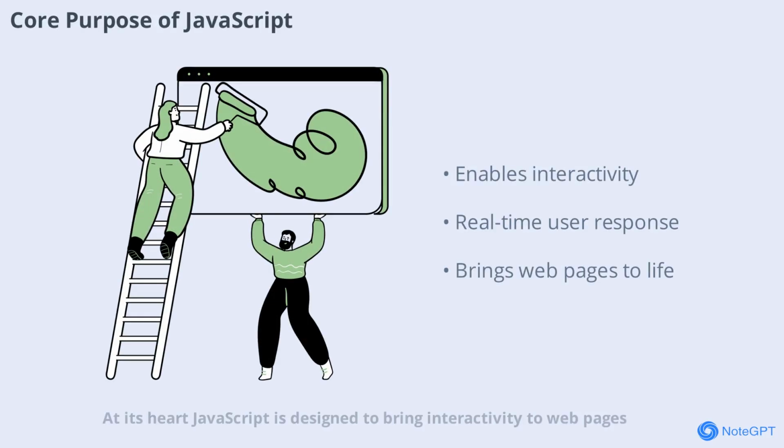At its heart, JavaScript is designed to bring interactivity to web pages. Unlike HTML, which structures content, and CSS, which styles it, JavaScript makes websites come alive. It allows developers to respond to user actions, validate forms, create animations, and much more. This ability to manipulate web page behavior in real time is what sets JavaScript apart.